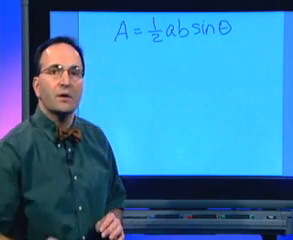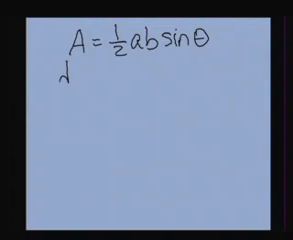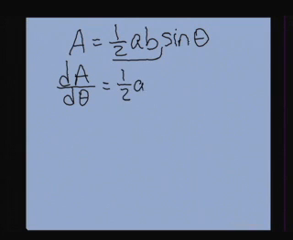And what we're trying to do here is maximize the area. So we take the derivative, dA d theta, the derivative of the area with respect to theta. Well, all of these are constants. A is the side of the triangle, B is the side of the triangle, so those remain as is. And now the derivative of sine theta is cosine theta.